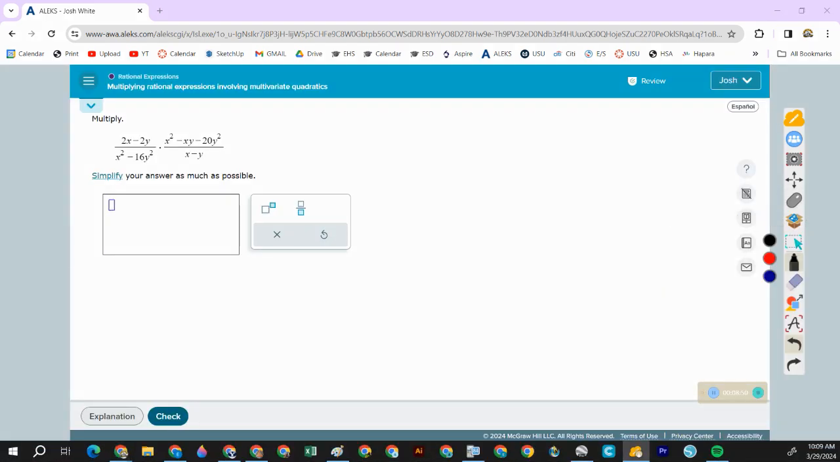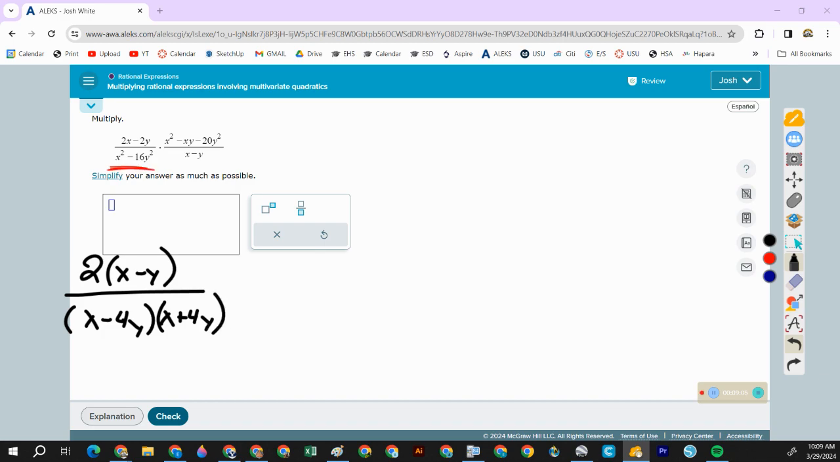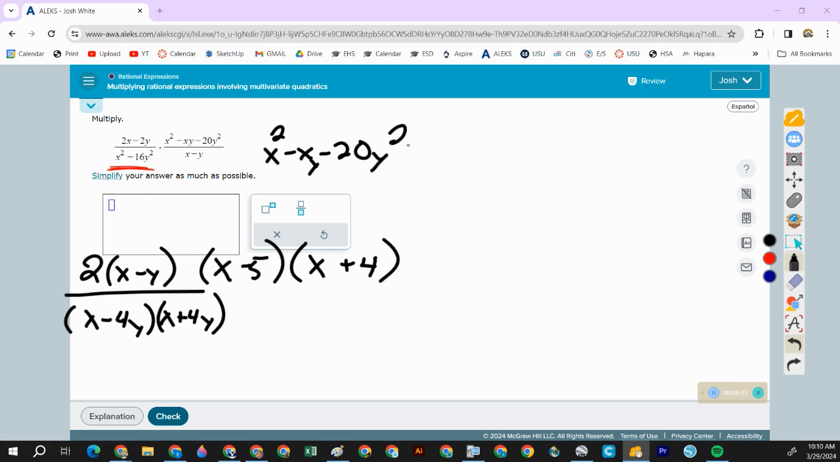All right, let's do this one. So pull out a 2, and I get x minus y. And then x minus 4y and x plus 4y. That one looks a little tricky, but it's just a difference of perfect squares. Okay. The next one looks a little weird. Let's imagine there was no y in there. What if I had x squared minus x minus 20? Well, I would just factor that into x minus 5 and x plus 4. Well, what if I put a y and a y squared there? All that's going to do is put a y here and a y here. And then that is over x minus y. So those go away. Those go away. And looks like that's it.